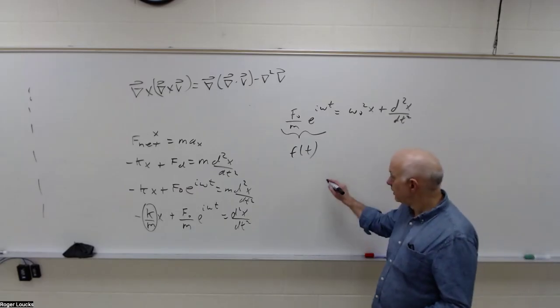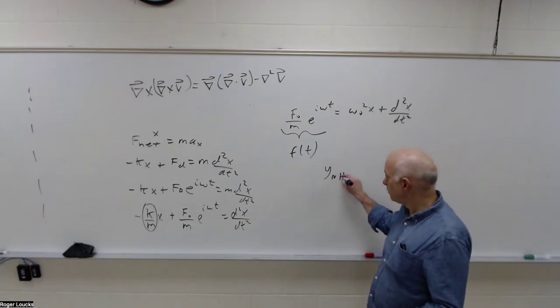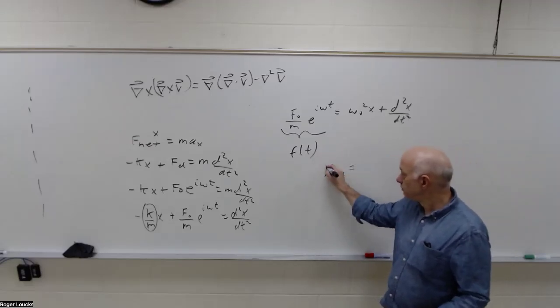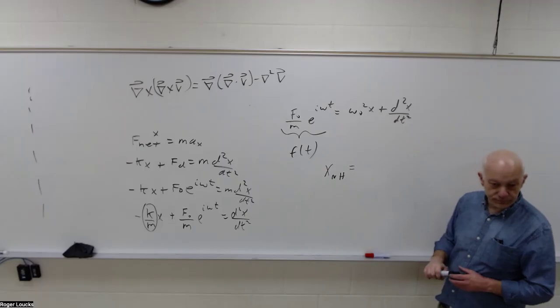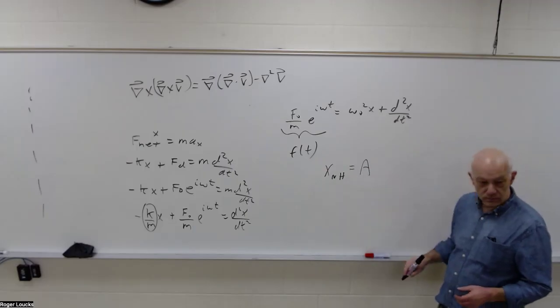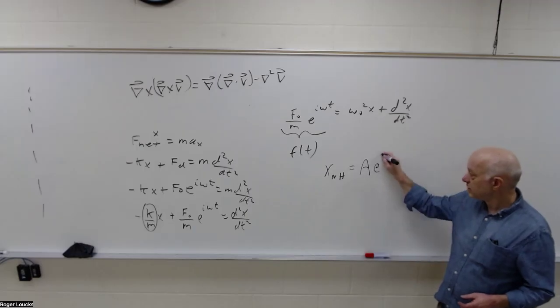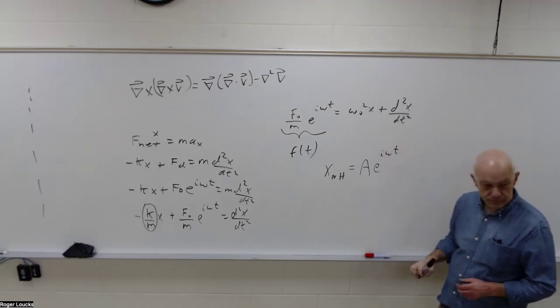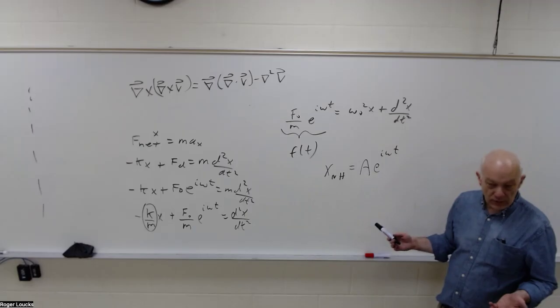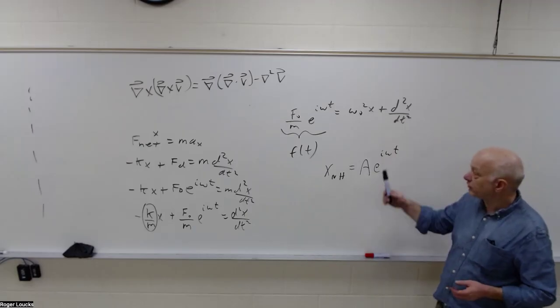So what does it mean? That means that our non-homogeneous solution here, we call it A exponential, some amplitude here, A, exponential of i omega t. That makes sense? I want to actually go through this. If you remember, we got something really quick. So, well, let's just go through and finish it up.